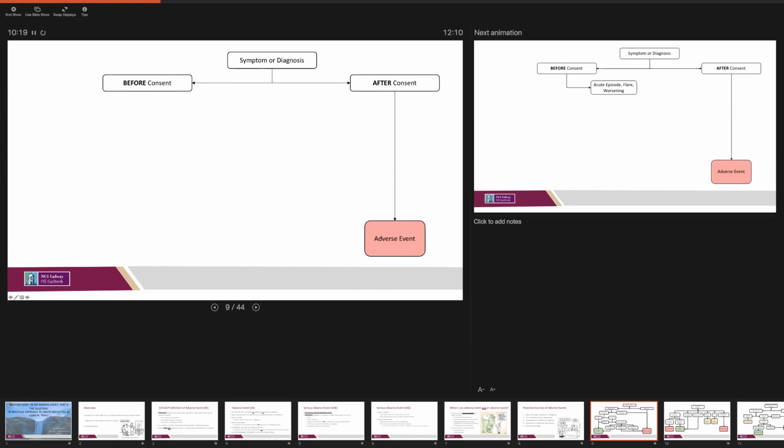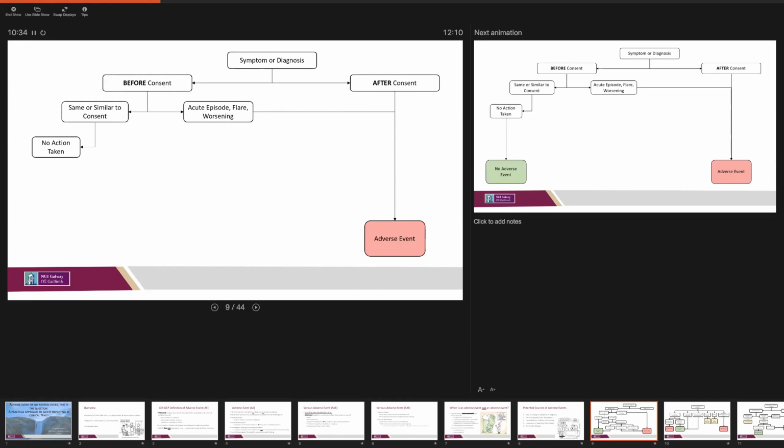If the patient had the symptom or diagnosis before they entered the study and before they provided consent, if there was an acute episode, a flare, or a worsening of a condition, that's almost always an adverse event. If this was same or similar to the time of consent, so for example, somebody who gets headaches and they've been getting them and they get their usual headache and they don't take any additional action and they don't do anything that's different for them, and it's not an event of special interest, something like that is probably not an adverse event.